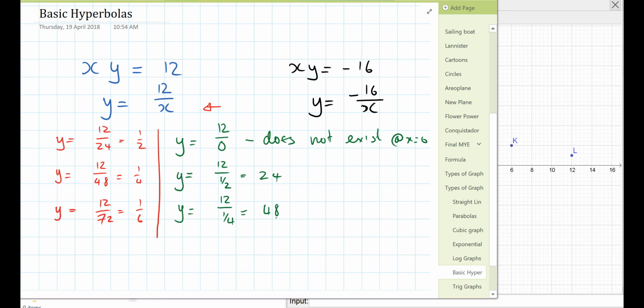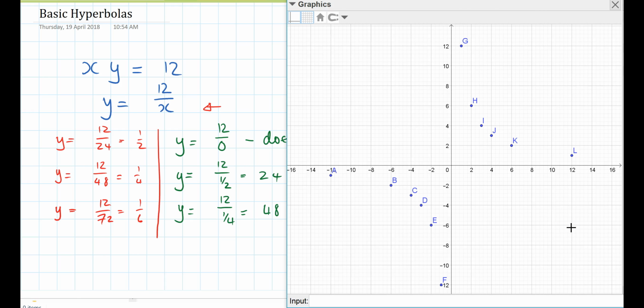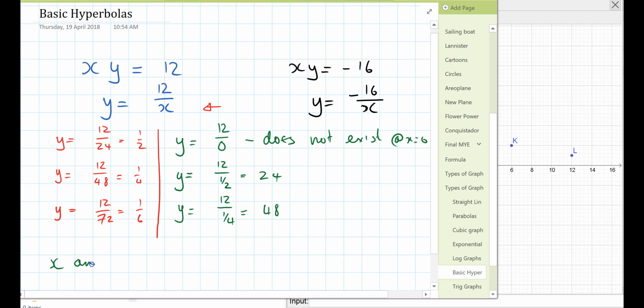So we have this situation where, as the graph approaches the y-axis, it gets closer and closer to it, but it doesn't cross it. It can't cross it because the graph doesn't exist when x is equal to 0. Now we have a phrase that we use for this sort of situation. We say that the x and y axes are asymptotes to the graph. In other words, they're lines towards which the graph will approach, but will never actually cross.